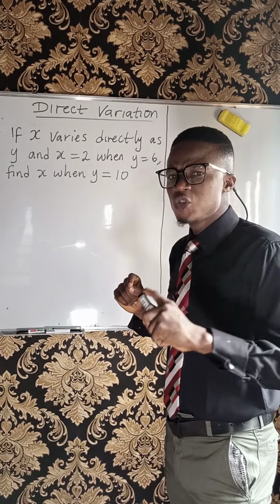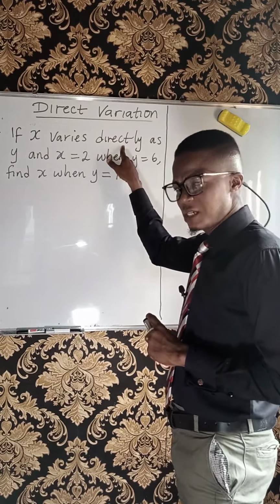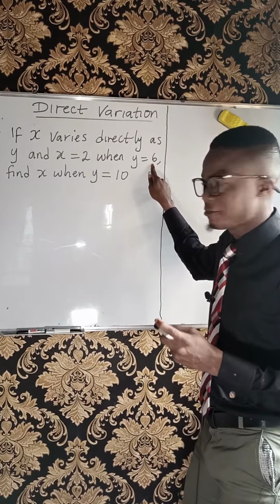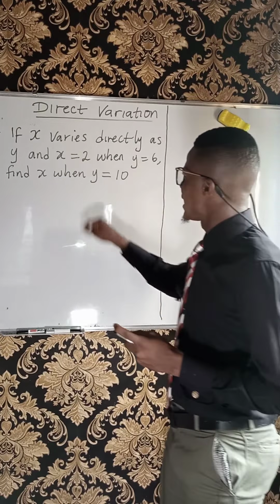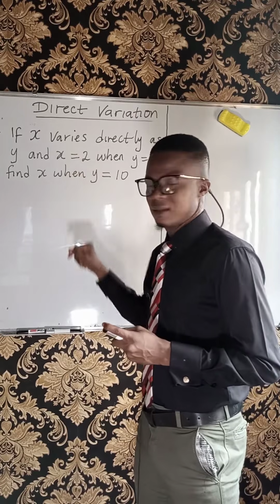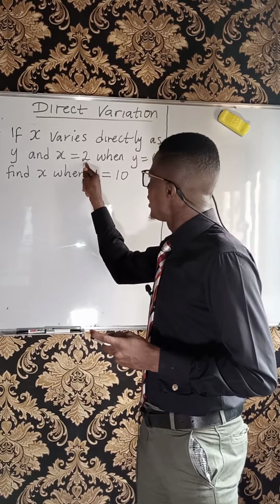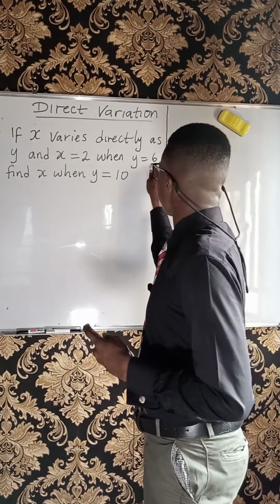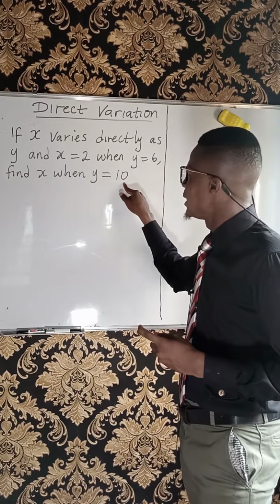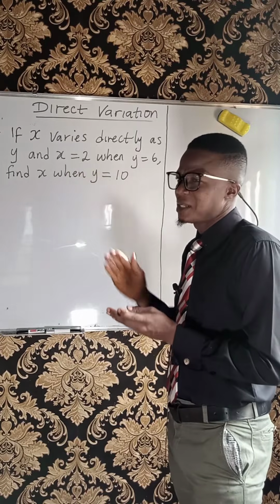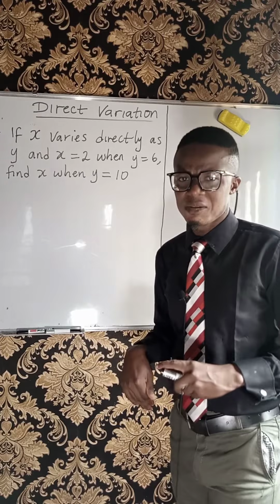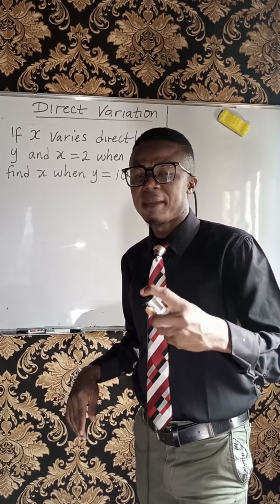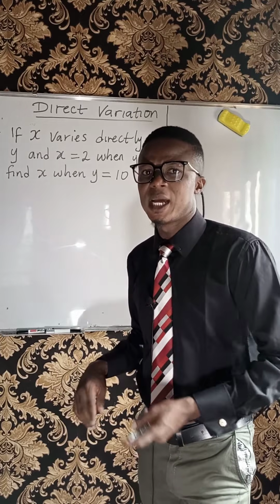The most important thing you need to know here is that this is a direct variation. They mentioned it. And because it's a direct variation, you can see that y has increased from 6 to 10. It implies that x must increase from 2 to something. So if you get a value less than 2 or equal to 2, it means you are wrong, because for y to have increased from 6 to 10, x must increase from 2 to something above 2. Even if it is 3, there must be an increment, because in direct variation, an increase in one quantity will bring about a corresponding increase in the other quantity.